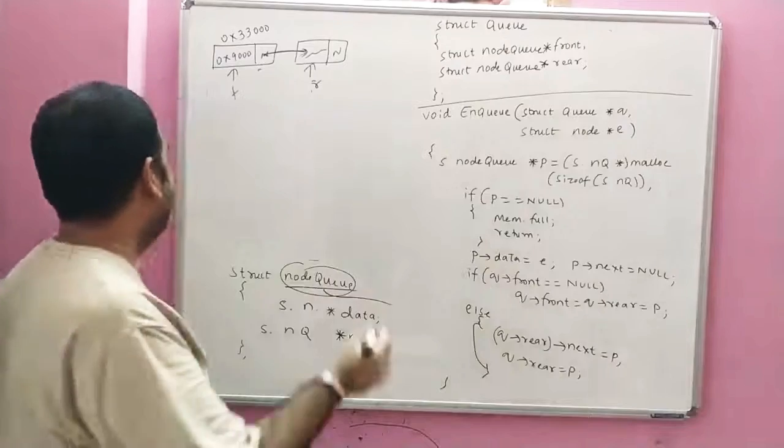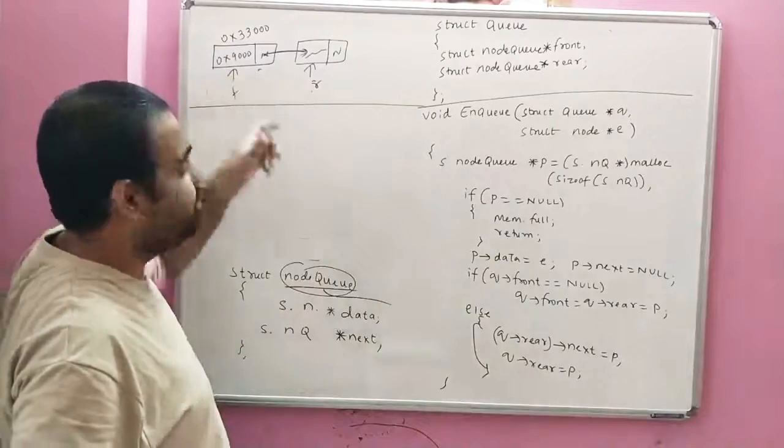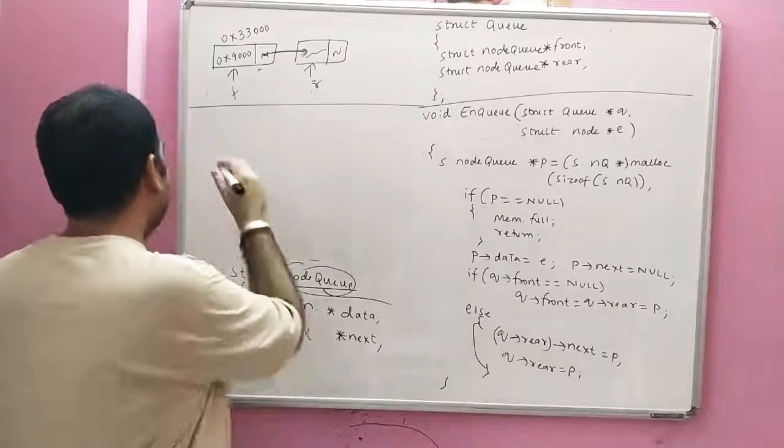Now let us see how do we write the dequeue function. Now whenever you dequeue, what do you get? You get 9,000, and that 9,000 is what?